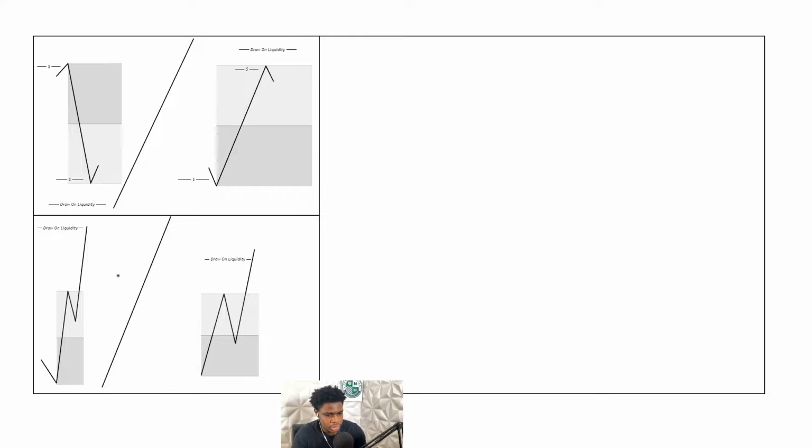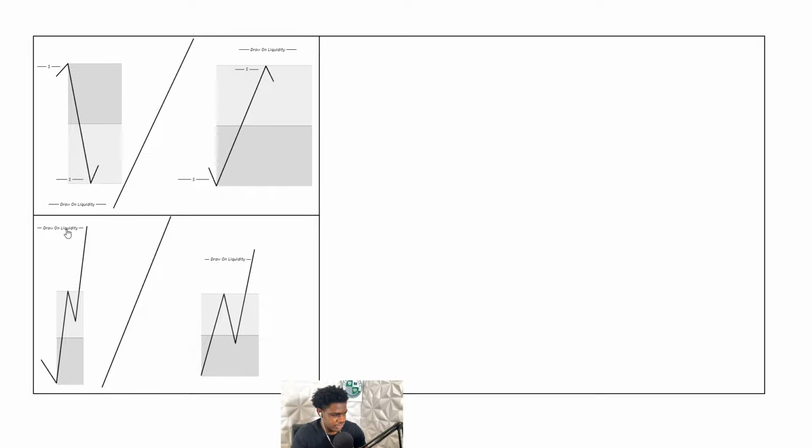So if your draw on liquidity is all the way up here and we're in an uptrend, price is going to refer back to inefficiencies above the 50% of the dealing range. And if our draw on liquidity is a lot closer, price will then come back lower into the 50% of the dealing range before going into your draw on liquidity. So it's all reflective on whether the marketplace is in a trending pattern and where our draw on liquidity is.